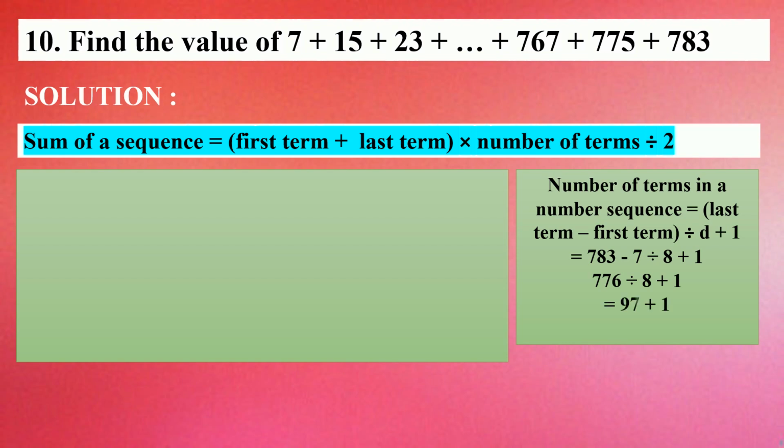15 minus 7 is 8. 23 minus 5 is also 8. The difference is 8. So using the difference, we have got 8.